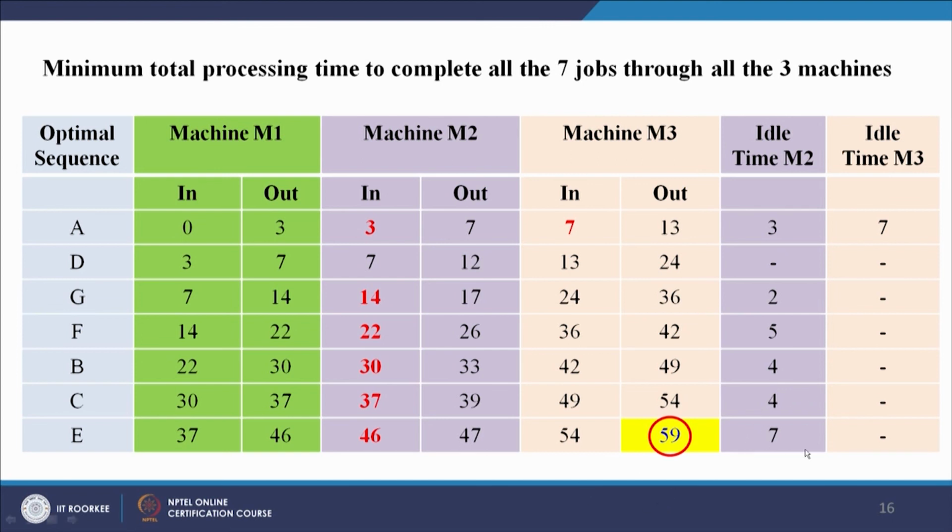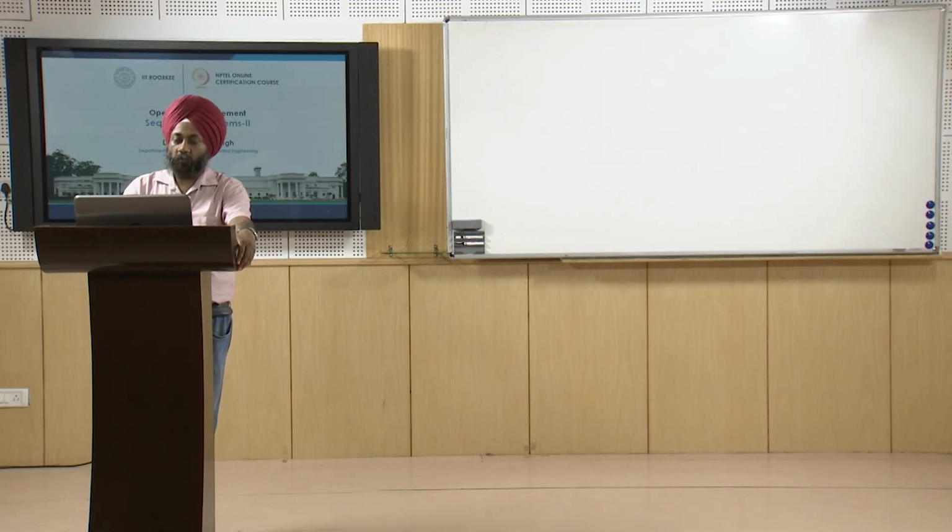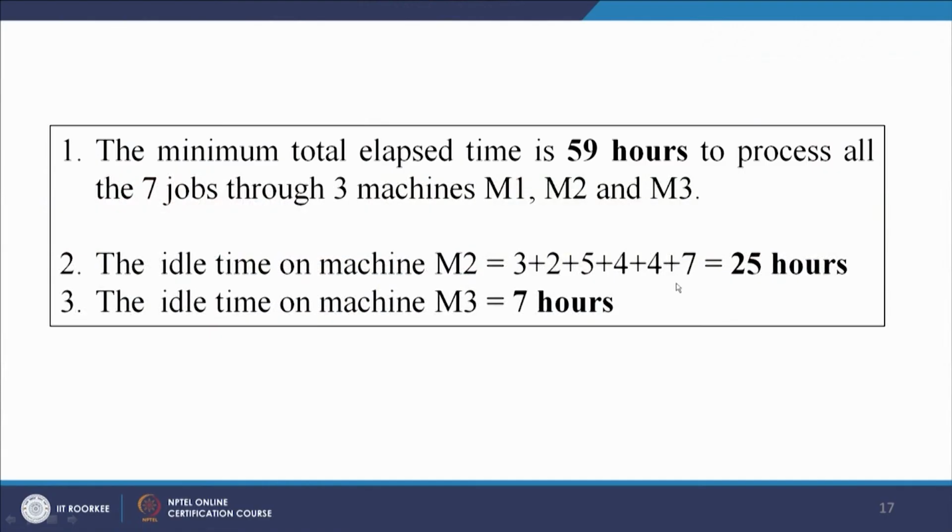Similarly, how is this number 7 coming here? We will see that on machine 2, component E was started at 46 hours, whereas machine 2 had finished the work assigned to it after 39 hours. So this 46 minus 39, 7 hours of idle time, was there between the processing of job C and job E on machine 2. Similarly for machine 3 also we can calculate the idle time. Then we can add the idle time for each machine to calculate the total idle time. So the idle time for machine 2 we can add up: 3 plus 2, 5, plus 5, 10, 18, plus 7, 25 hours, and the idle time on machine 3 is 7 hours.